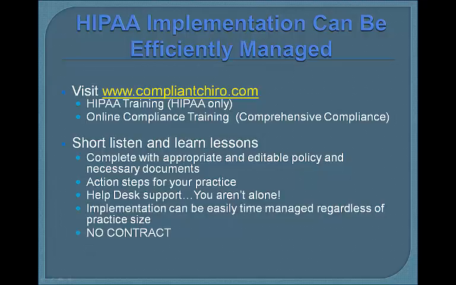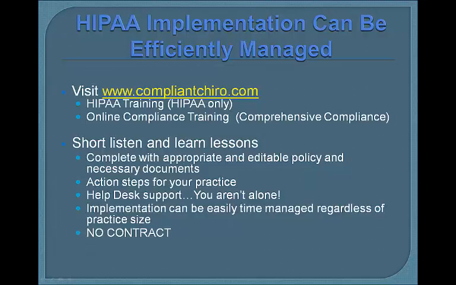Note also that this isn't complete compliance. A lot of practices, when they think compliance, they think HIPAA only. But there are actually many more components to a comprehensive compliance program that is essential for practices. That comprehensive compliance program is also available at compliantchiro.com. If you visit that website, you can learn about both programs and make a determination on which is going to be best for your office.